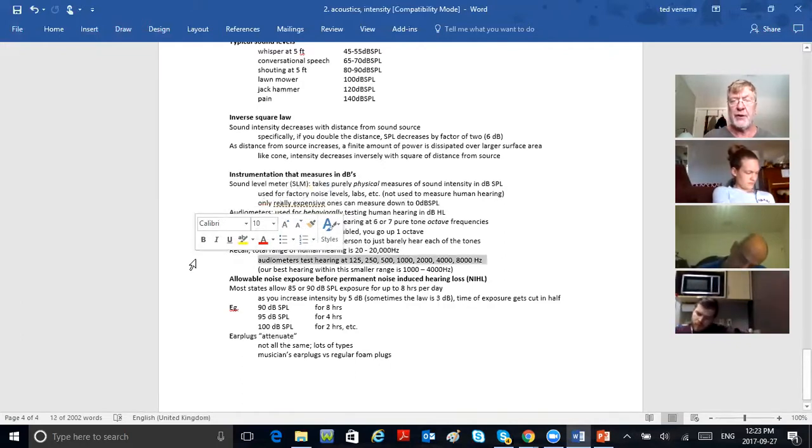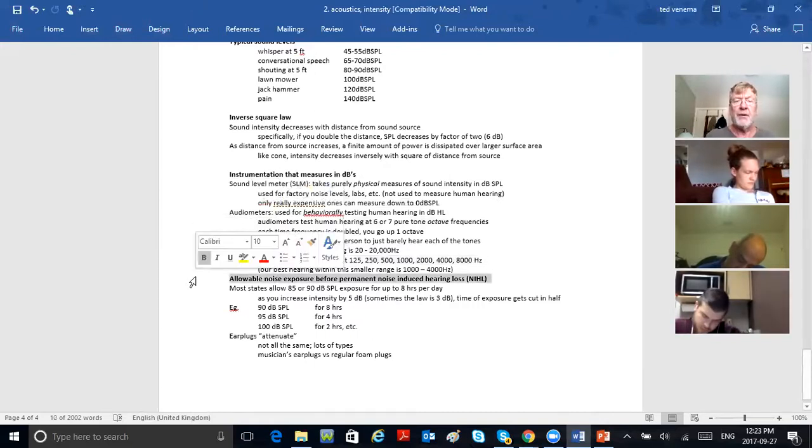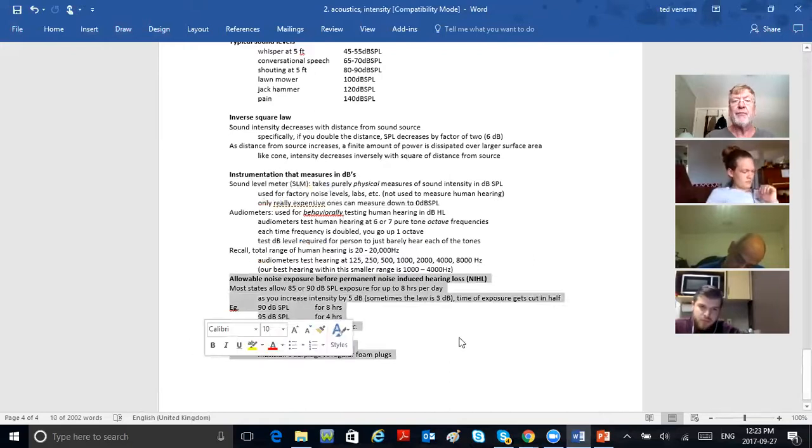Audiometers, oh, there you go. It's written right there. What's the matter with me? All right, there you have it. The bottom is what we need to finish with here.